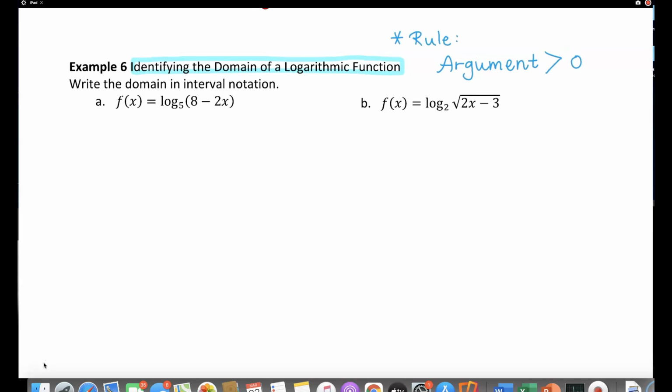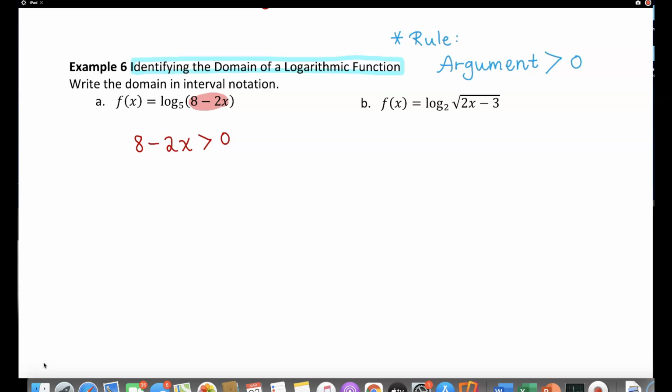Alrighty. So what do you do? You find the argument, and the argument is just whatever is inside this log expression. What I mean by argument is this: 8 minus 2x. That needs to be greater than 0. That is the condition. So you really set it up as 8 minus 2x is greater than 0. And remember, it is not greater than or equal to. It has to be just greater than 0.